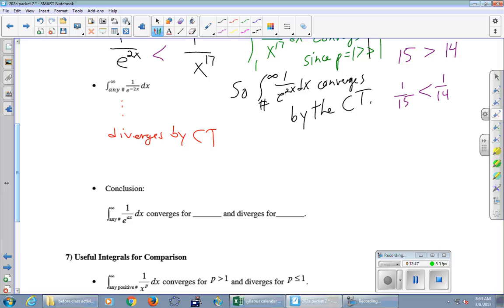1 over e to the 2x converged, 1 over e to the negative 2x diverged. Josh? That's it. It's just positive or negative. So it converges if a is bigger than 0, and diverges if a is less than 0.